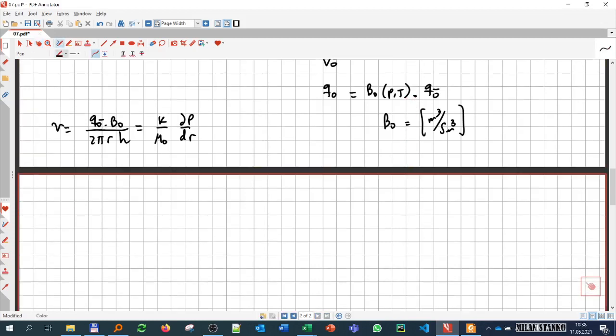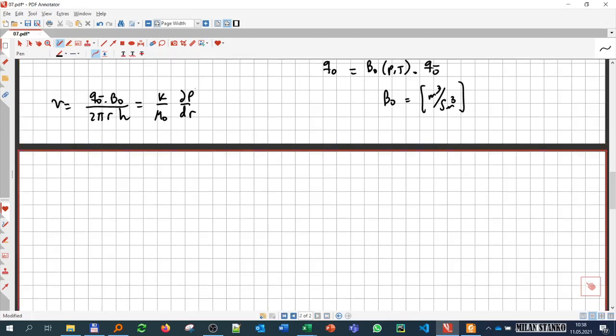Now, if I want to make an integral, because I have differentials, I have to get rid of these differentials and make an integral between some place and some place. So for that, I try to put everything that has to do with pressure on one side and everything that has to do with radius on the other side.